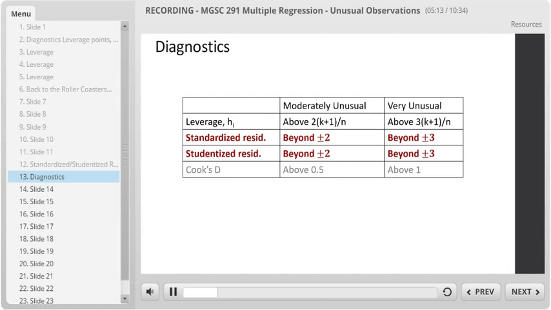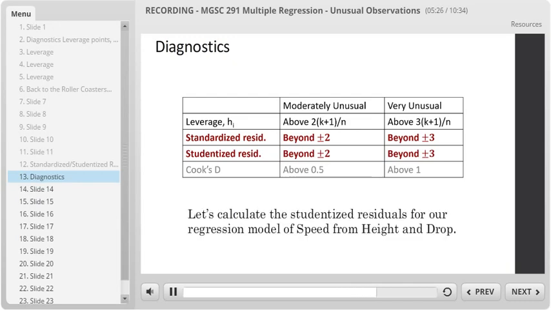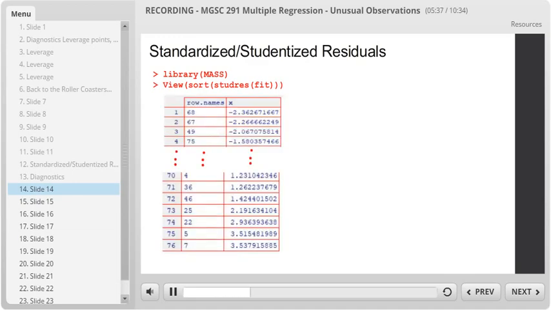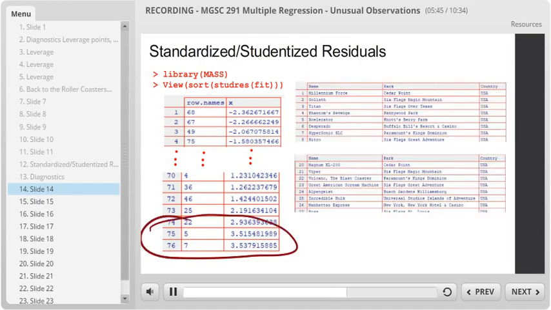Standardized and studentized residuals follow t-distributions, so values beyond plus or minus 2 and plus or minus 3 are considered moderately and highly extreme. Let's calculate the studentized residuals for our regression model of speed on height and drop. Using the 2 lines of R code shown here, we can view a sorted list of studentized residuals for our model. Note that there are 3 coasters that have unusually large residuals: Accelerator, Hypersonic XLC, and Volcano the Blast Coaster.